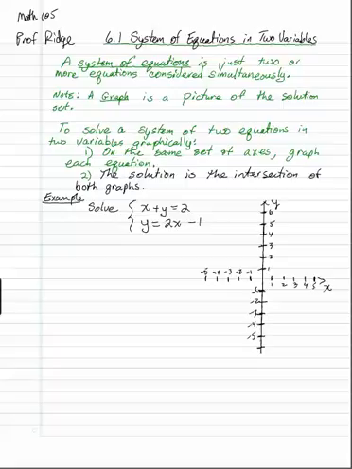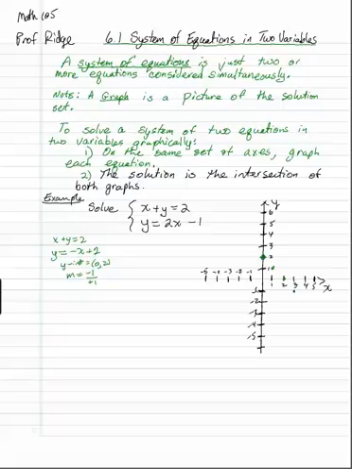Okay, let's look at an example. Solve the system x plus y equals 2 and y equals 2x minus 1. Our first step is to graph both lines. Let's take x plus y equals 2. You can do the x and y intercepts, or you can put it in slope-intercept form, so let me do it that way. I'm going to subtract the x from both sides. The y-intercept is (0, 2), and the slope is negative 1 over positive 1. So I'm going to start at (0, 2), go down 1 and right 1, down 1 and right 1, down 1 and right 1.